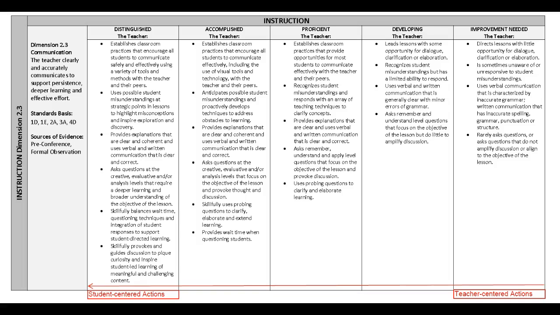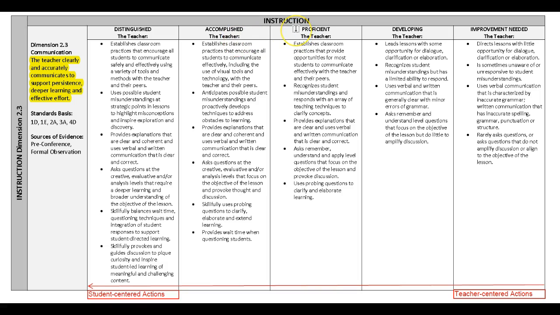Now we're going to take a look at the instruction domain, in particular Dimension 2.3 Communication. We'll start by looking at the definition, which is in the top left-hand corner of the rubric, and states, for Dimension 2.3 Communication, the teacher clearly and accurately communicates to support persistence, deeper learning, and effective effort.